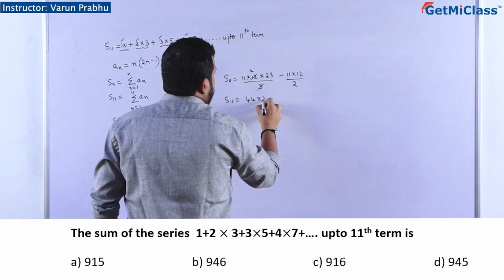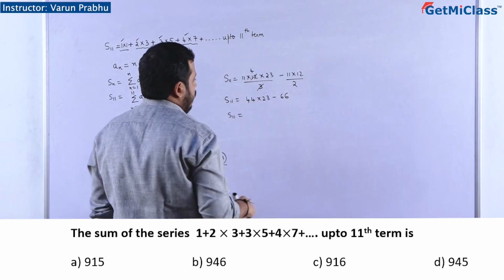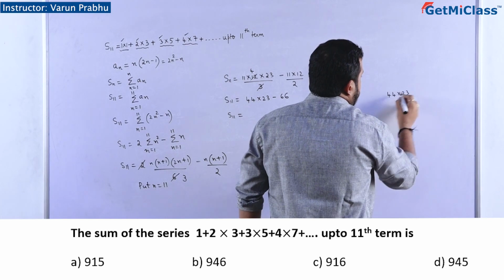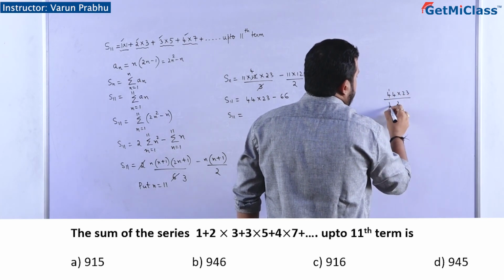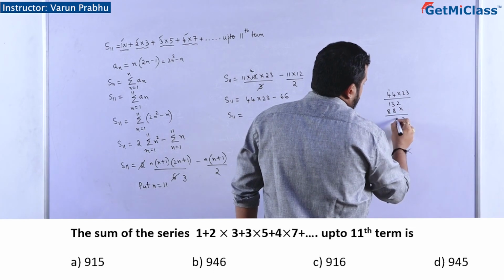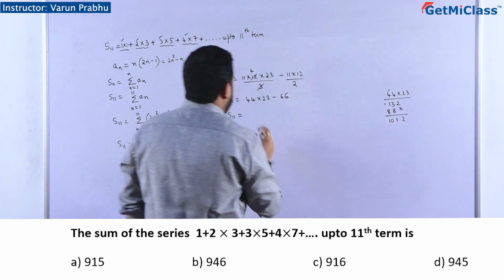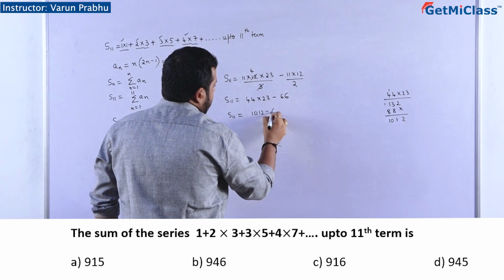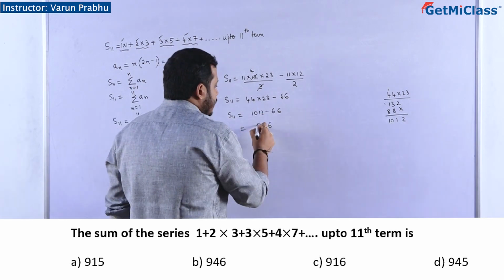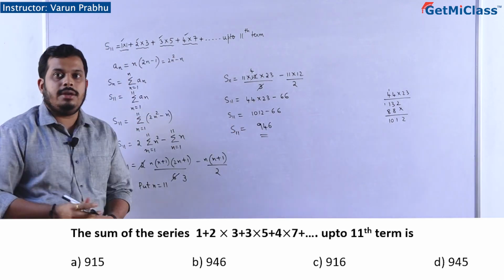44 multiplied by 23 minus 66. So S11 is equal to 44 into 23 minus 66. 44 multiplied by 23: 3 4s are 12, 3 4s are 12, 1 carry gives 13, and 88, which gives 1012. So 1012 minus 66. 100 minus 6 is 94. So the value of S11 will be equal to 946.